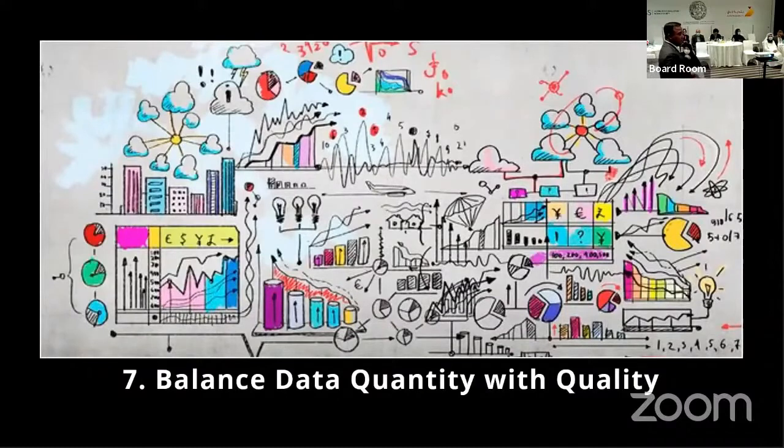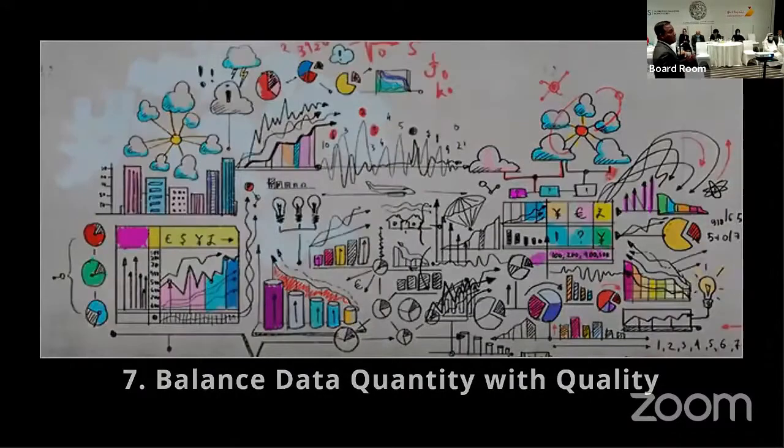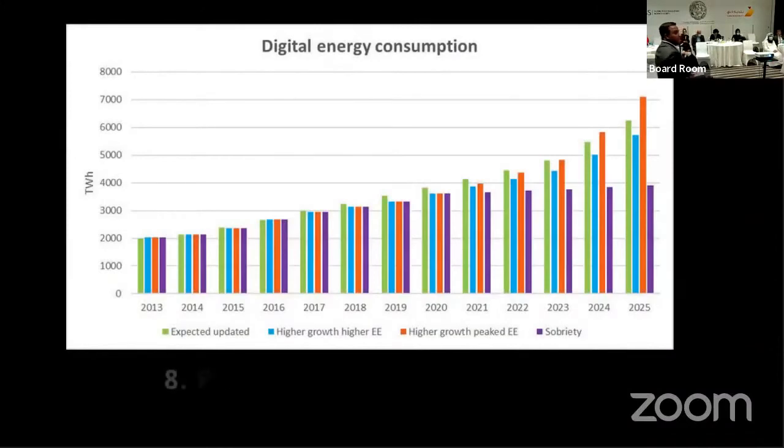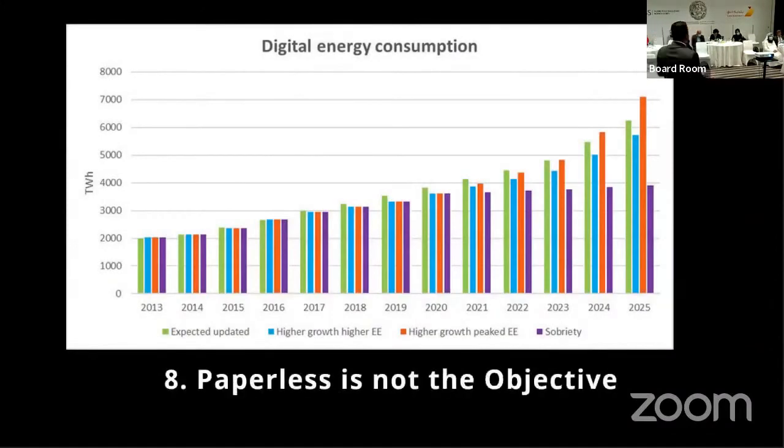So you might have to use the data, but don't get obsessed with a lot of quantity of data. It's not necessary to have a lot of quantity to make decisions. Balance it with quality. And then there is an obsession with paperlessness often. And when we look at systems, a lot of people ask you, are you paperless?